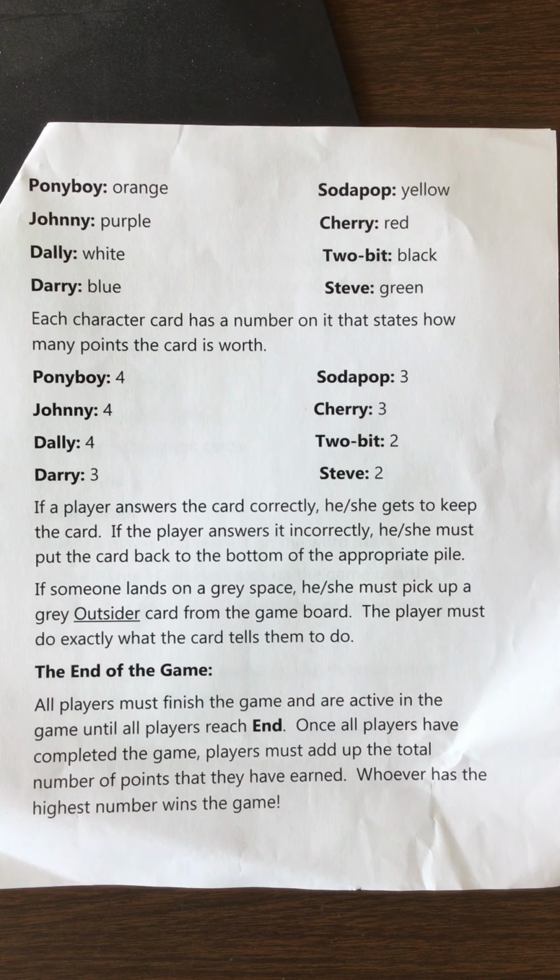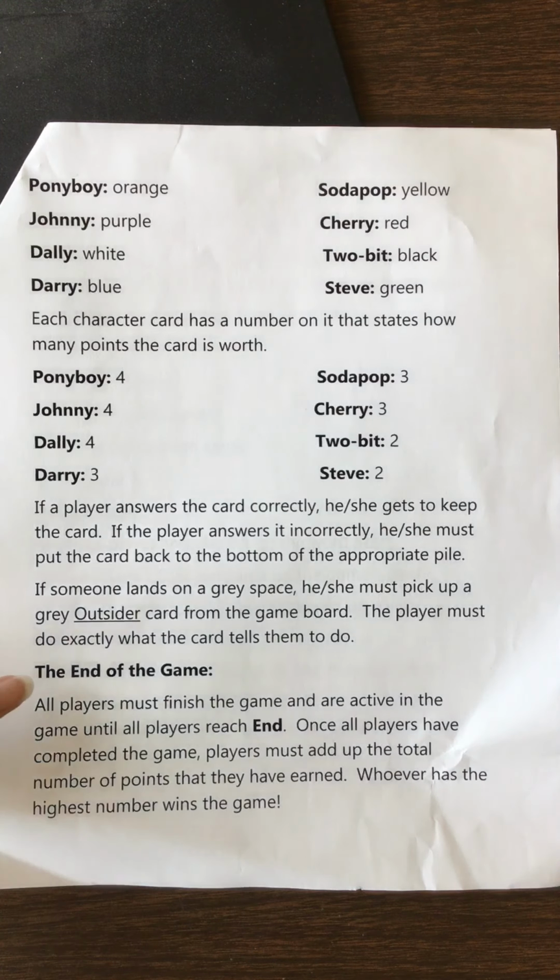If the player answers it incorrectly, he or she must put the card back to the bottom of the appropriate pile. If someone lands on a gray space, he or she must pick up a gray outsider card from the game board. The player must do exactly what the card tells them to do. So that's all the instructions for how to play the game.